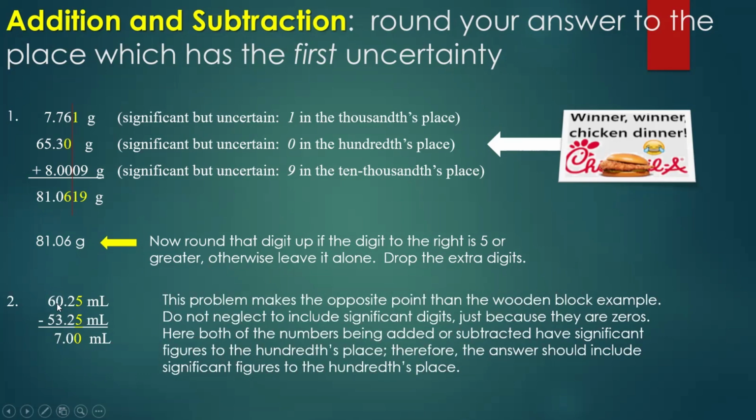When we borrow and make that a 10. So you might be tempted just to leave this as 7 milliliters, but if someone went to the trouble to measure this out, they have 2 decimal places. And just because the answer is 0, don't throw those 2 decimal places away. So they both have the hundredths place for the decimal, and that counts. And so our answer needs to have a hundredths place after the decimal for our answer.